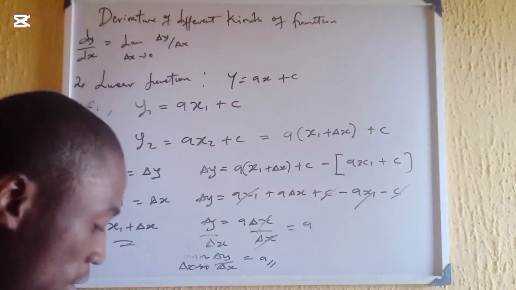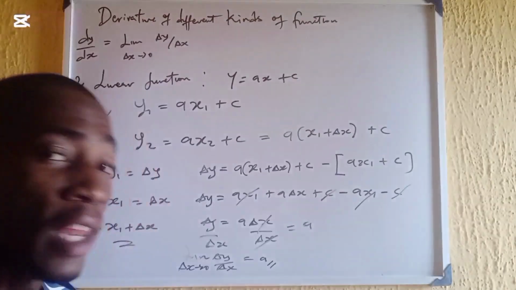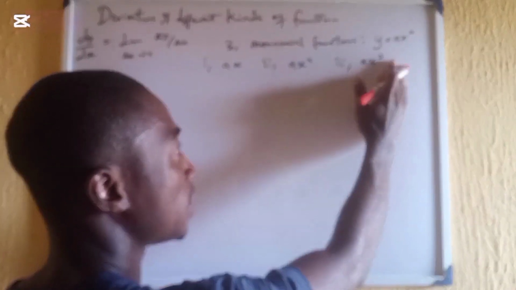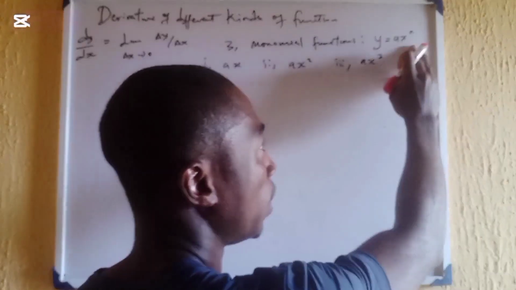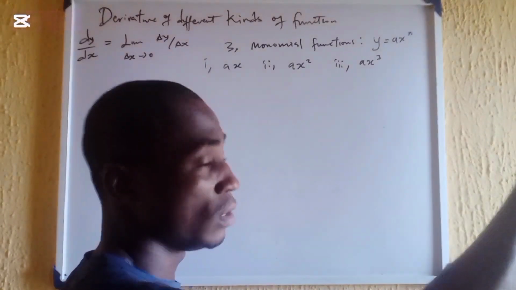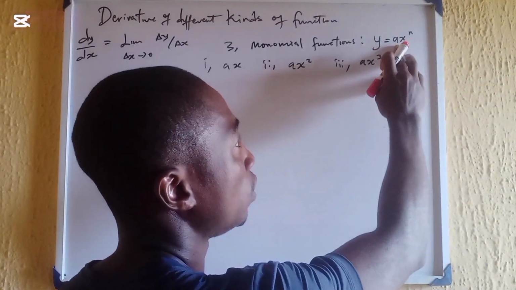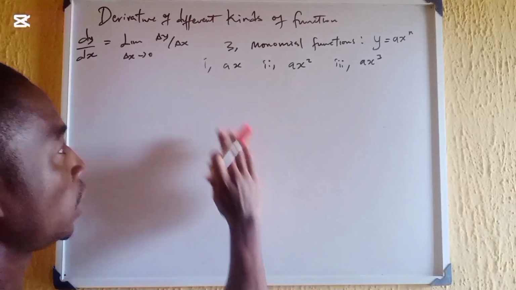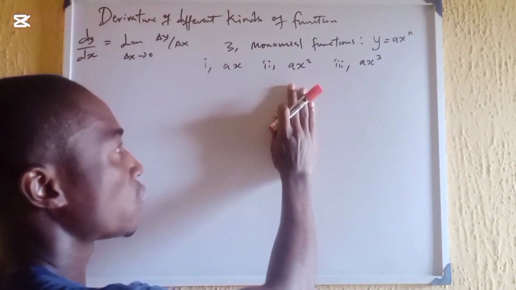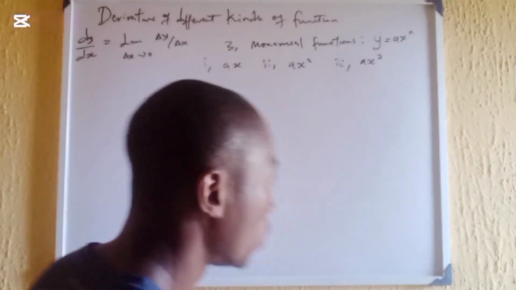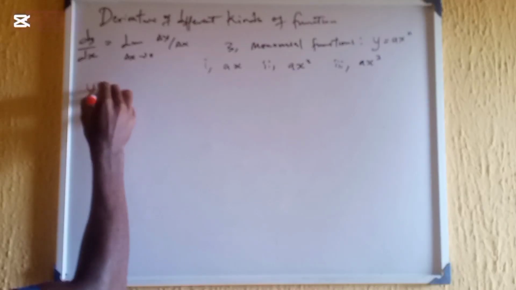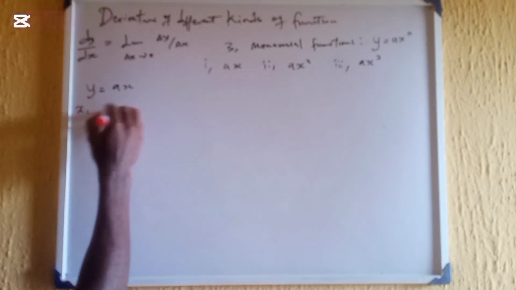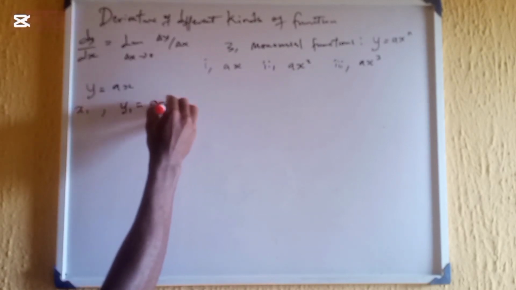Let's talk about the next function. The next function is monomial functions. A monomial function is expressed like this: y equal to ax to the power n. So your n is the index, then your a is the coefficient of x. So we'll be handling 3 types. We have ax, ax squared, and ax to the power 3. For the first one, y is equal to ax. So when we have x1, that means y1 is equal to ax1.